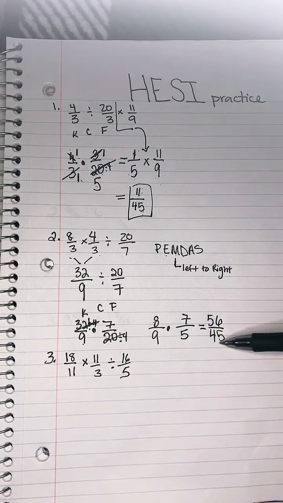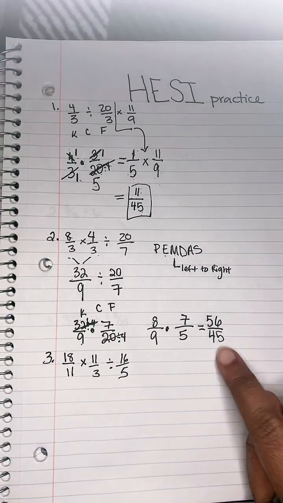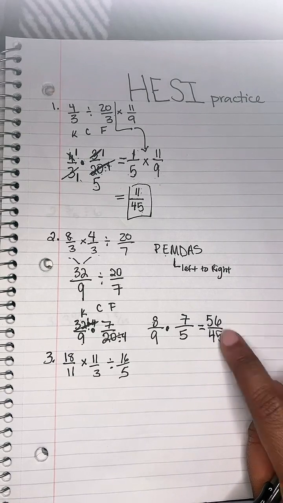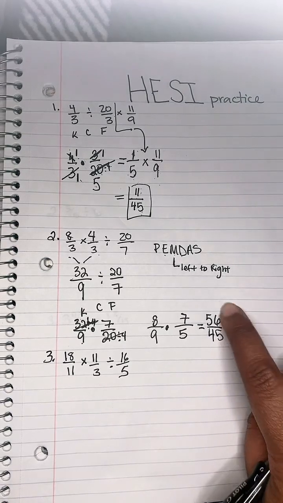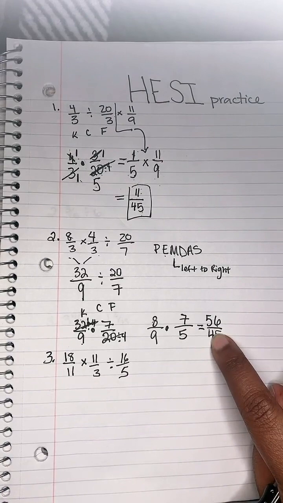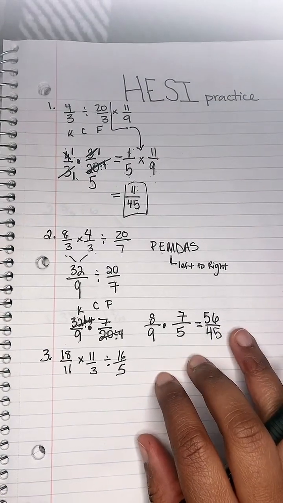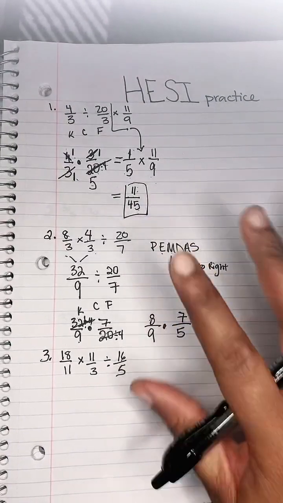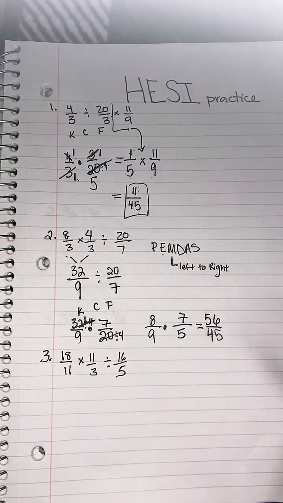Good. So 56 over 45. Now, we cannot leave this. Somebody said, can we change it into a mixed number? We must change this into a mixed number, because I know on the Hesi test, they only give you answers like this: proper fractions or mixed numbers. So we're going to do that.